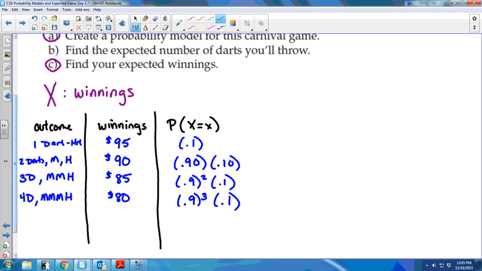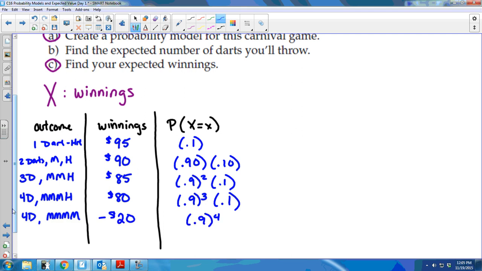And then there's one more possible outcome. Miss them all, right? You're willing to spend $20 does not guarantee that you're going to hit one of them. So 4 darts and you miss all 4. That is sad. Now, what are your winnings? Negative 20, because we've been taking the money out, so you do have to put the negative 20, not 0.